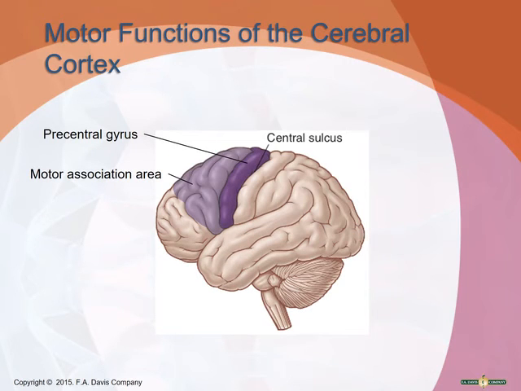There are motor functions of the cerebral cortex. The primary somatic motor area is the precentral gyrus. Neurons in the motor association area determine which movements are required to perform a specific task, and then send the appropriate signals to the precentral gyrus. The neurons in the precentral gyrus then send the impulses through the motor tracts in the brainstem and the spinal cord to the skeletal muscles so that movement can occur.